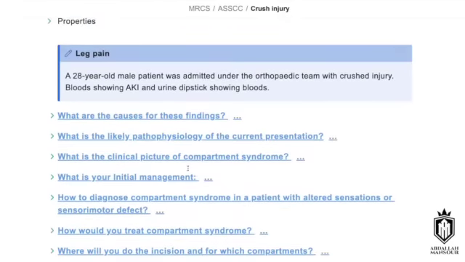You have a 28-year-old male patient who was admitted under the orthopedic team with a crush injury. The blood showed AKI, and urine dipstick showed some blood as well. What are the causes of these findings?